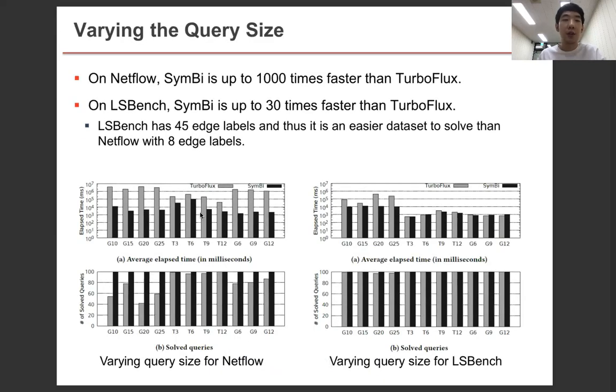This shows the results of varying the query size. SymBi is displayed in black, and as we can see, our algorithm is up to 1,000 times faster than TurboFlux on NetFlow, and up to 30 times faster than TurboFlux on LSBench. The reason for the lesser performance gap is that LSBench has 45 edge labels, and thus it is an easier dataset to solve than NetFlow.